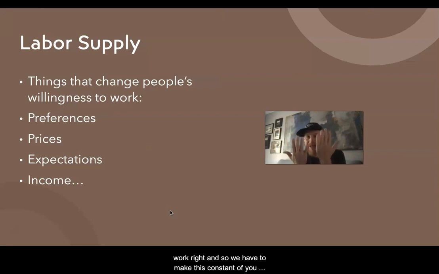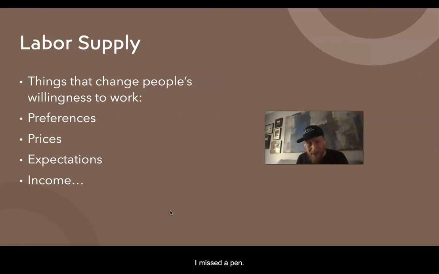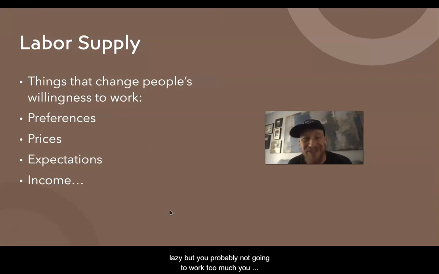And so we have to make this constant decision on how much to work versus how much to leisure. And this depends on our preferences, the prices of goods, our expectations, and finally our income. Because let's say your preference is, I would rather be lazy. Well, you're probably not going to work too much. And if prices are really low, then you probably don't have to work too much. And if your expectations are pretty low, you're probably not going to work too much.